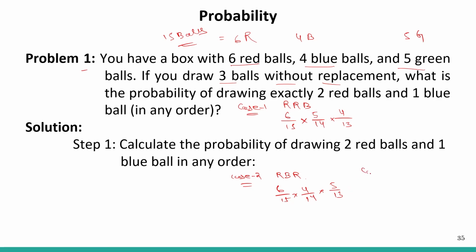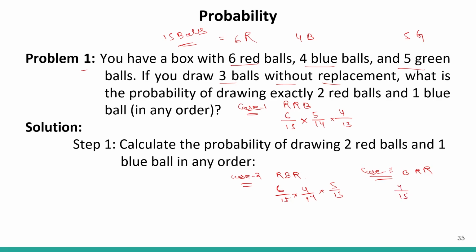So let's try to see case 3. In case 3, the order will be blue, then red, then red. That is, first the blue ball was picked, then consecutively 2 red balls were picked. So what will be the probability that first a blue ball is picked and consecutively 2 red balls are picked? So it will be equal to what?